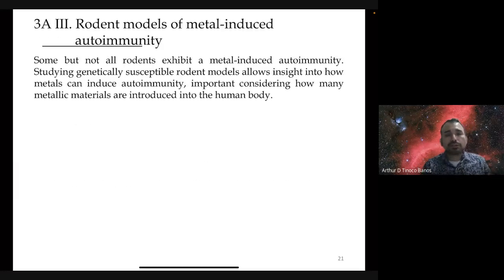All right, so it turns out that there are certain rodent models that can help to give some insight into this metal-induced autoimmunity. Some, but not all, rodents exhibit a metal-induced autoimmunity. Studying genetically susceptible rodent models allows insight into how metals can induce autoimmunity, which is important considering how many metallic materials are actually introduced into a human body. As I already mentioned, there are certain dental applications that do use metals. In addition, as I've mentioned previously, there are also metals that are introduced in the form of implants and prosthetics.